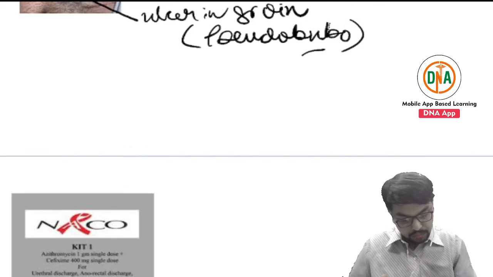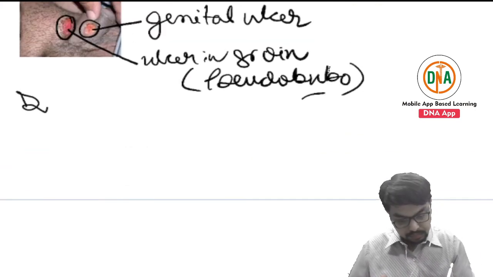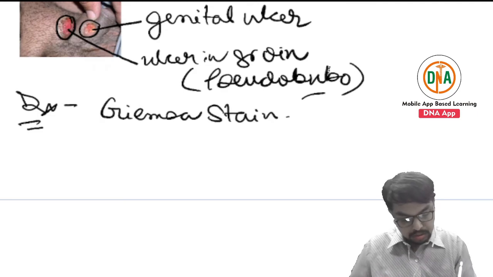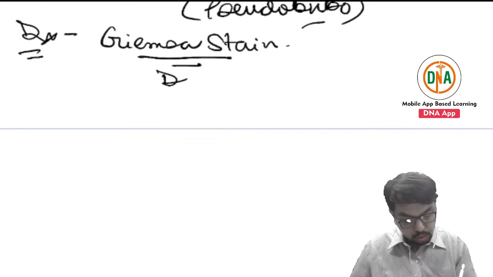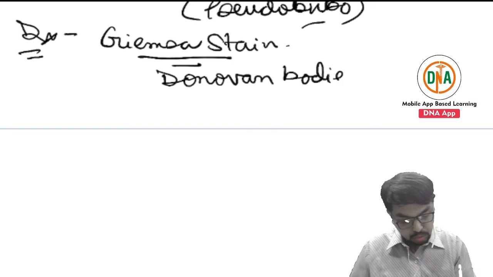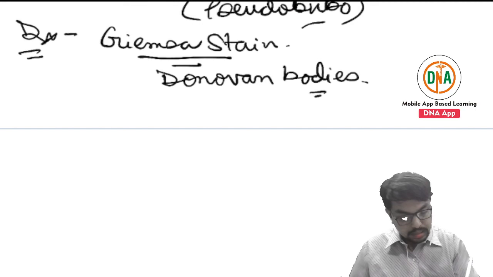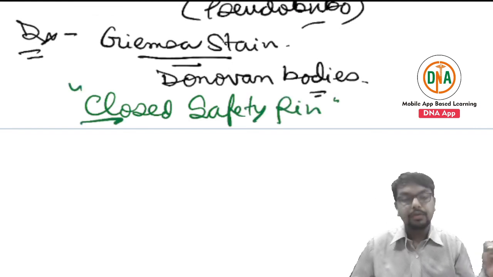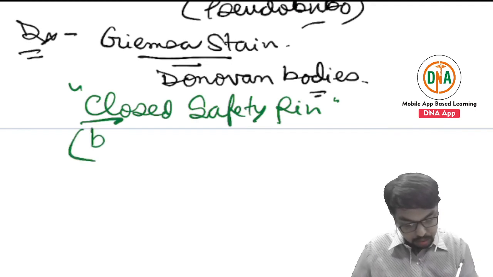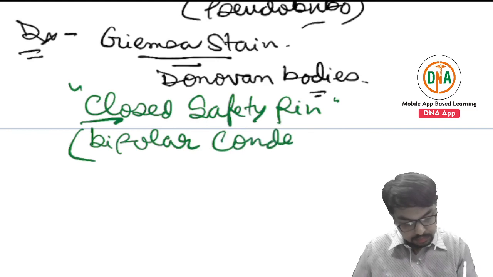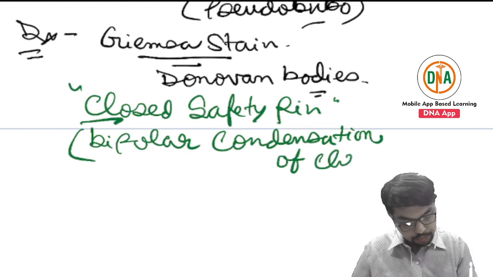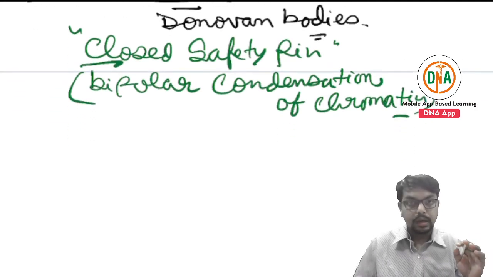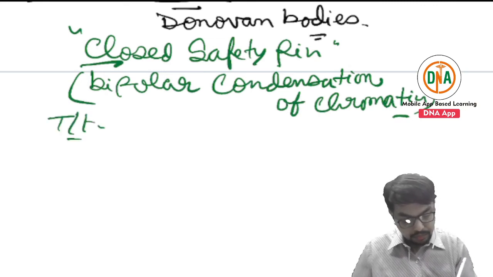Now, what do we do? We do a diagnostic test here. We stain the lesion with Giemsa stain. And what we get? We get Donovan bodies. What is that? They look like a closed safety pin, because there is bipolar condensation of chromatin. So this is about granuloma inguinale. What is the treatment? We give azithromycin here.